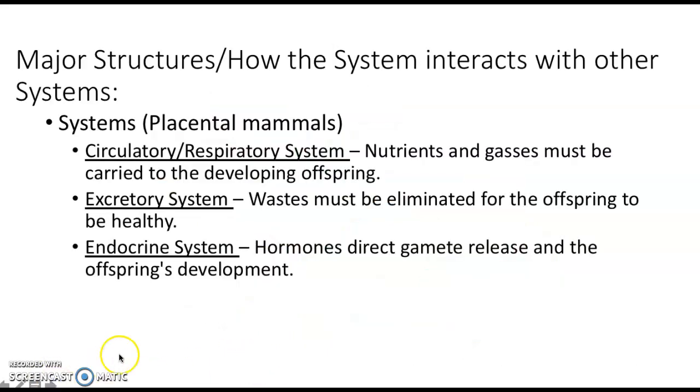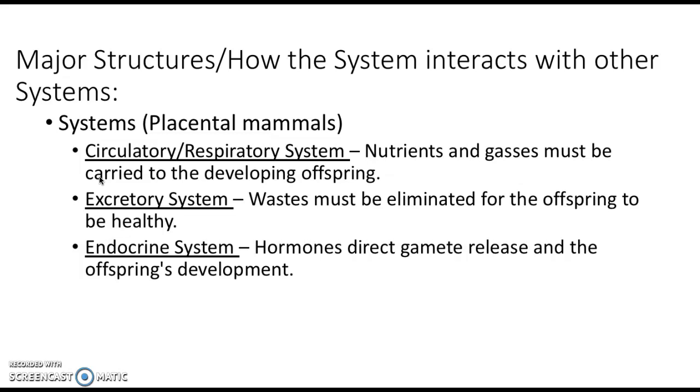Okay, now then, no system in a body works alone. The reproductive system interacts with these three systems mainly in placental mammals. So the circulatory and respiratory systems carry away waste and carry nutrients to the developing offspring. The excretory system, again, carries wastes away from the growing offspring.